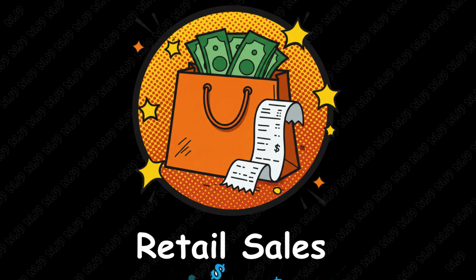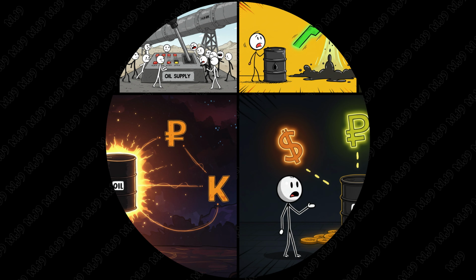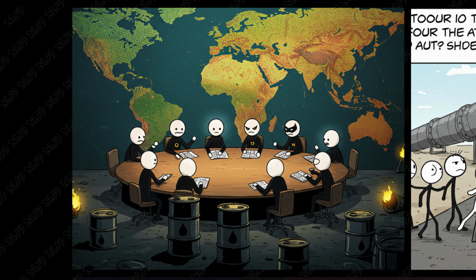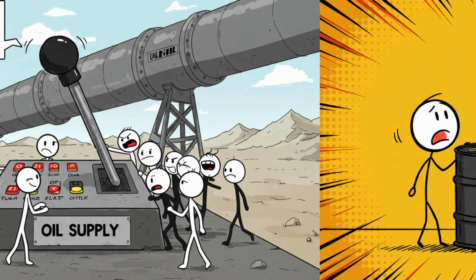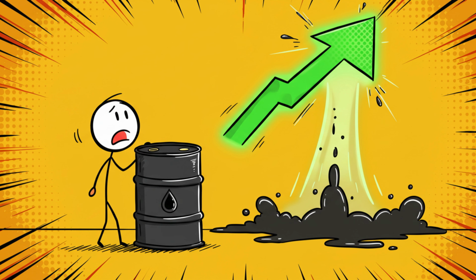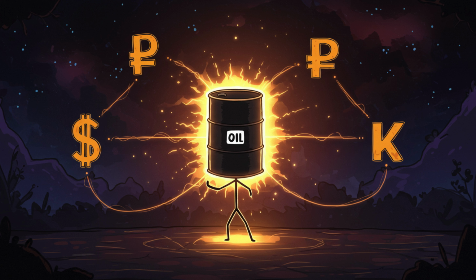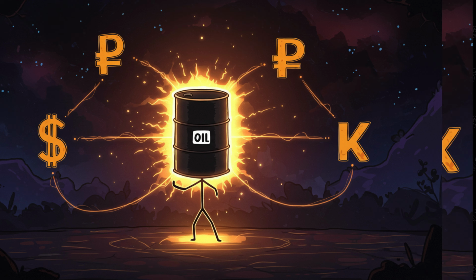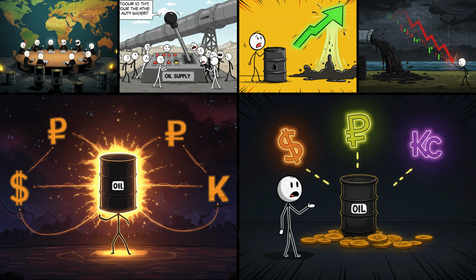spend. OPEC, Organization of the Petroleum Exporting Countries. OPEC is a group of major oil-producing countries. They meet to decide how much oil to pump. If OPEC cuts supply, oil prices rise. If OPEC increases supply, oil prices fall. Oil decisions also affect currencies of oil-exporting countries, like the Canadian dollar, Russian ruble, and Norwegian krone.